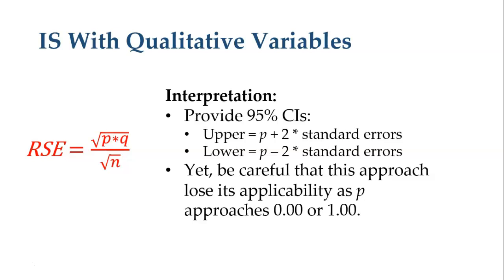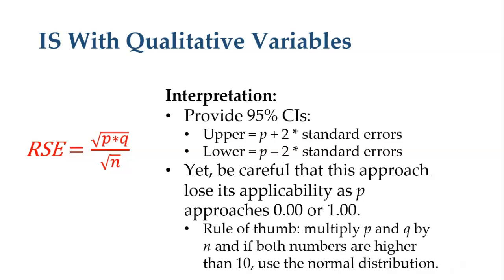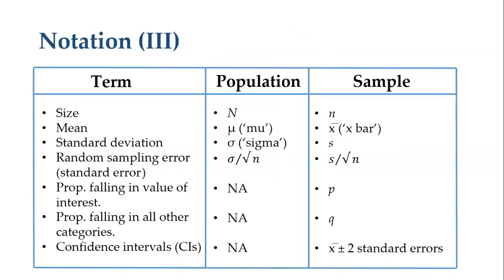For that reason, when you have values that are very close to 0 or to 1, the applicability of this sample proportion is lower to some extent. We don't have the same applicability in these kinds of cases, and there is a rule of thumb to know if it might be problematic to use the normal distribution: you multiply the value of P and the value of Q by the sample size, and if both numbers are higher than 10, then you're fine, you can use the normal distribution, okay?